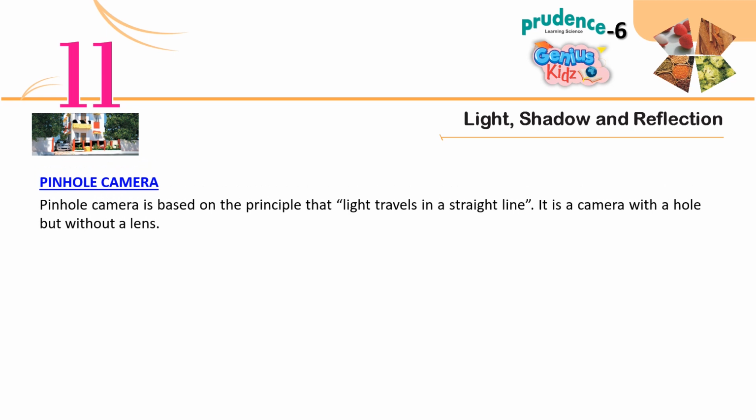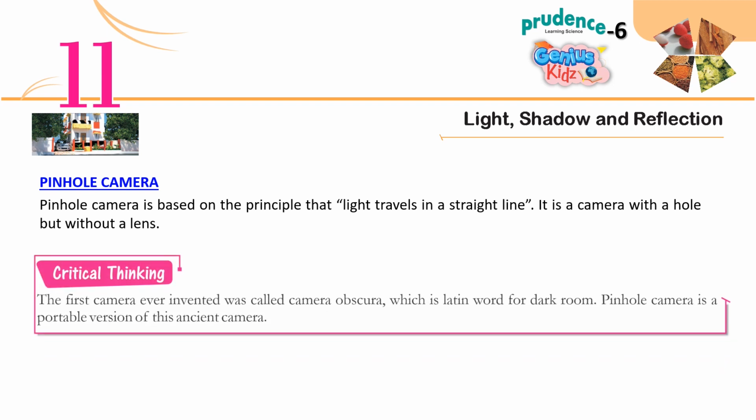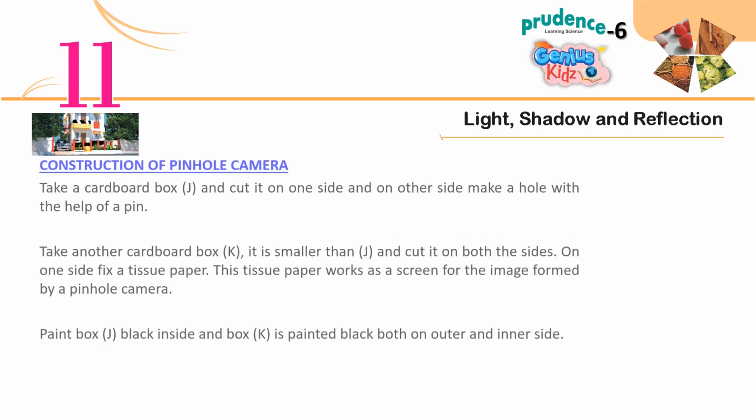Pinhole camera. Pinhole camera is based on the principle that light travels in a straight line. It is a camera with a hole but without a lens. Critical thinking. The first camera ever invented was called camera obscura, which is Latin words for dark room. Pinhole camera is a portable version of this ancient camera.